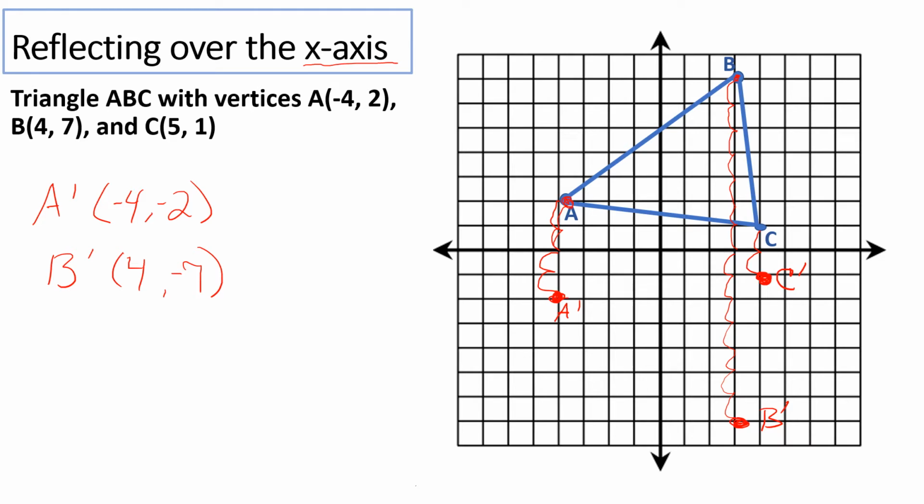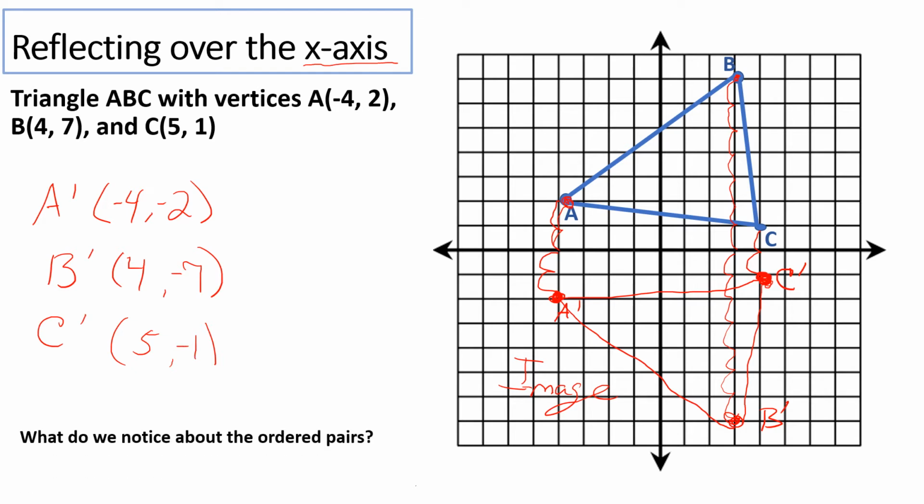Let's see. Kind of straight, but not that straight. There we go. That is my image. And so my C prime, that ordered pair is 5, -1. Now, what do we notice about the ordered pairs here?